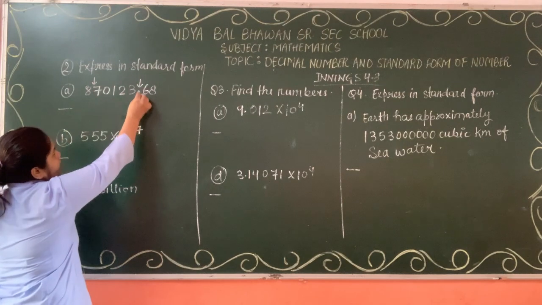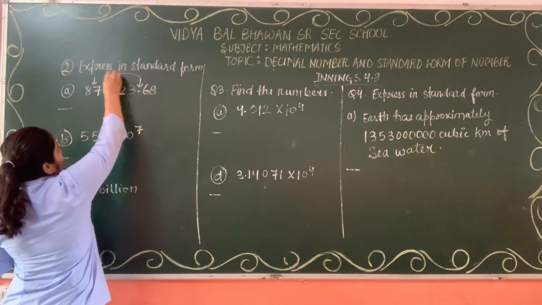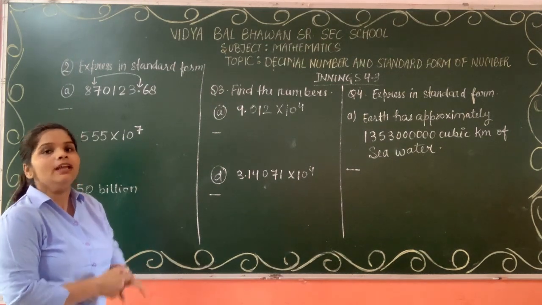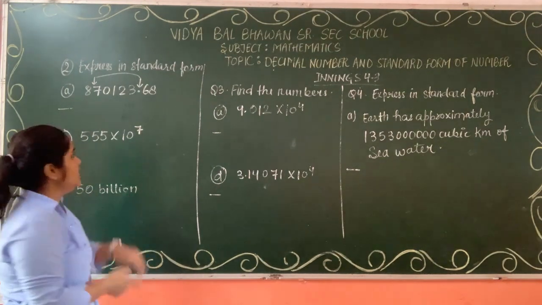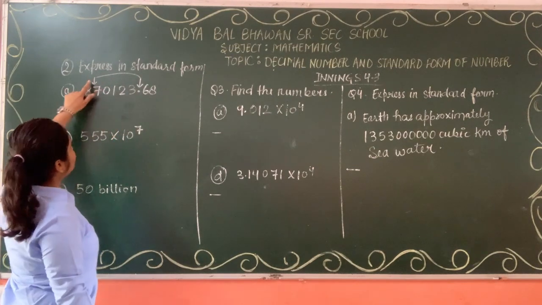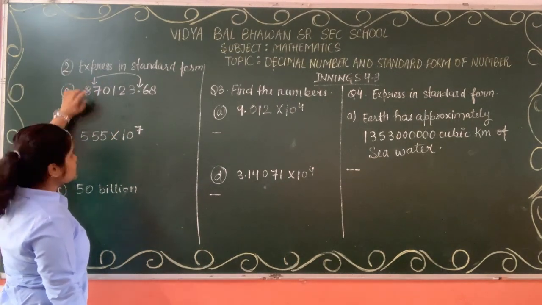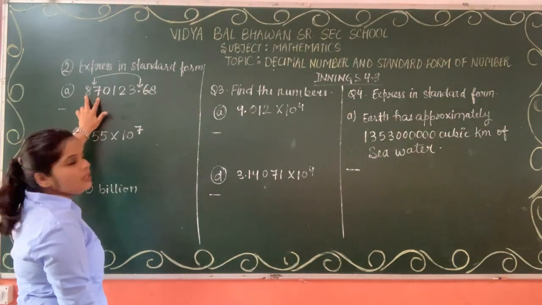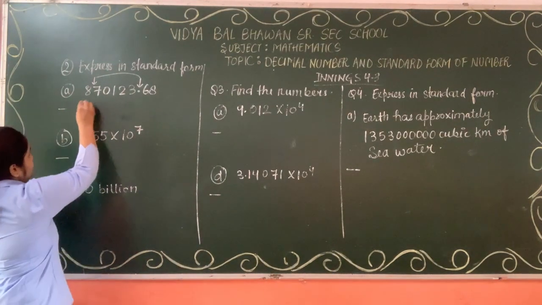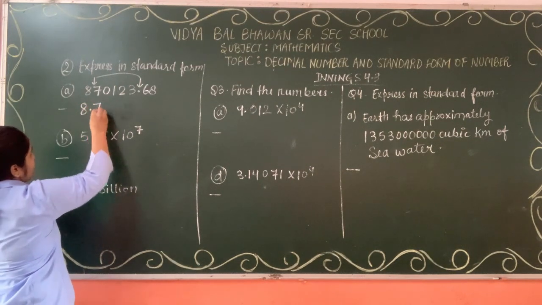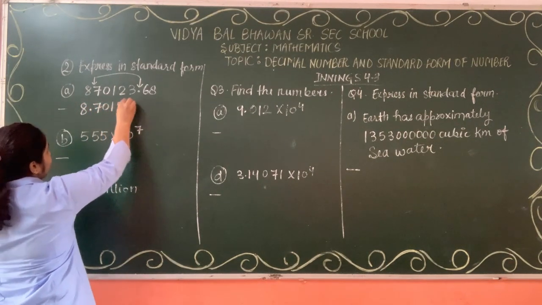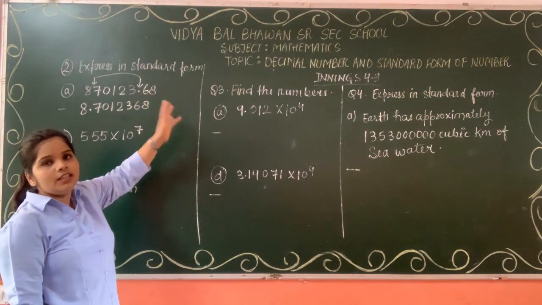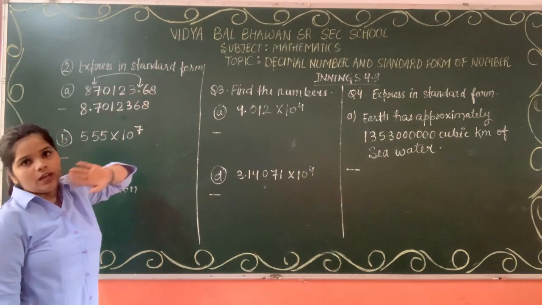So we need to shift this decimal from here to here because the standard form says the value should lie between 1 and 10 only. So we are shifting this decimal to the left side just after the first digit, after 8, or we can say in between 8 and 7. So it will be like 8.701236. We have written all the digits because all the digits are non-zero numbers.